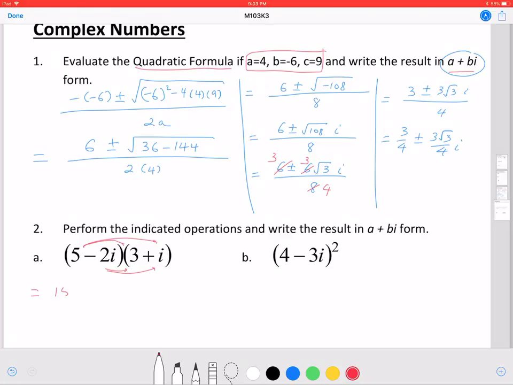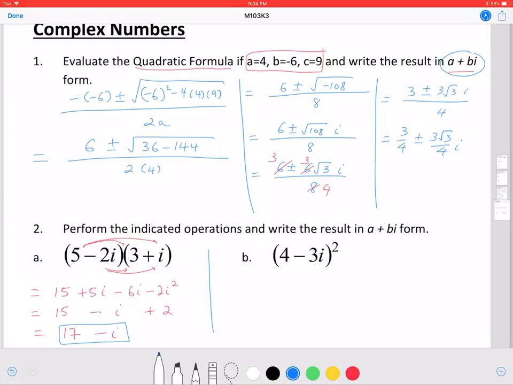5 times 3 is 15, plus 5i, minus 6i, minus 2i squared. That will be 15 minus i, since 5i minus 6i is negative 1i. And remember, i squared is negative 1, so negative 2i squared is plus 2. So the answer comes out to 17 minus i. That's now a plus bi form.